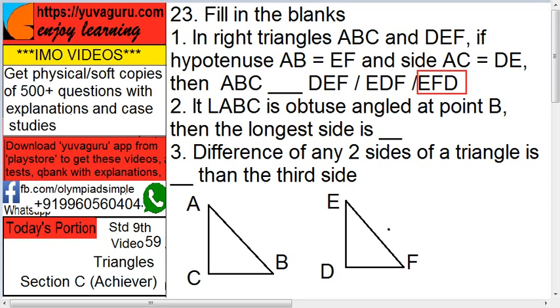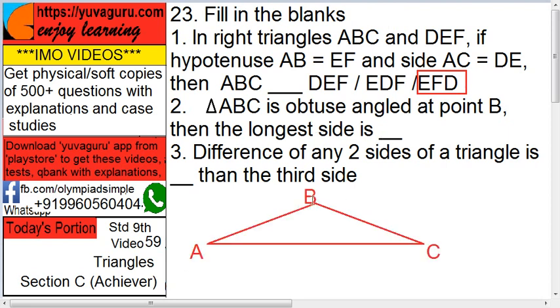Next, triangle ABC is an obtuse angle triangle at point B. Then the longest side is AC. See this, obtuse angle is at B. So longest side will be AC.